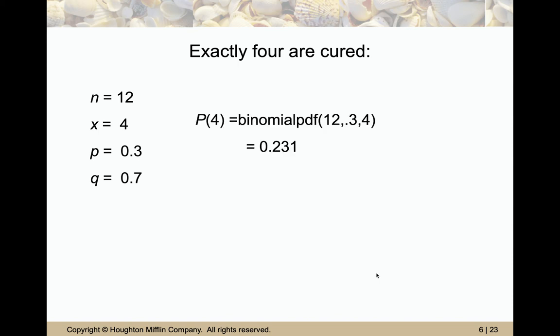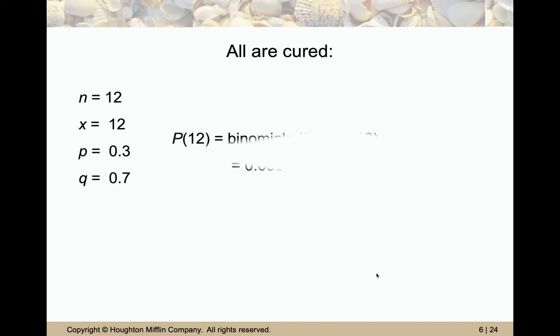So when we do binomial PDF, we're going to put in the number of trials, so 12, the probability of success, so 0.3, and then the number of successes, 4. The calculator understands the rest, and it gives us our probability. All are cured. That means X is 12. We do the same thing. And rounding to 3 decimal places, it's 0.